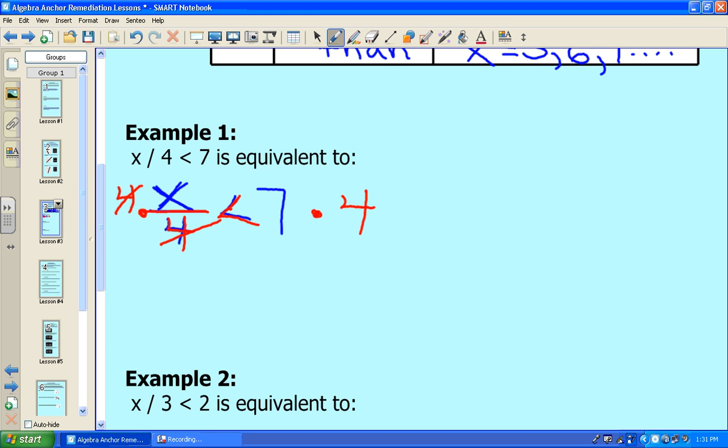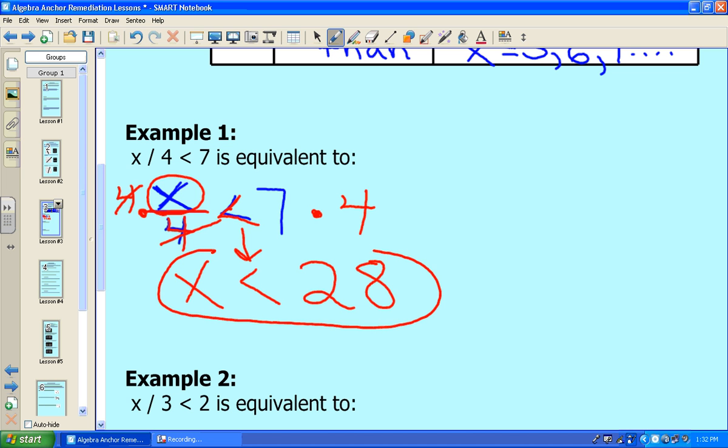So what you're left with is just the x on the left-hand side. So rewrite the x. You want to bring down the less than sign, just like you would if it was an equal sign. And then you actually want to do the multiplication of 7 times 4, which is 28. Okay, so your answer is x is less than 28. That means any number that's less than 28 will make the original problem true. So for example, the number 0 is less than 28.